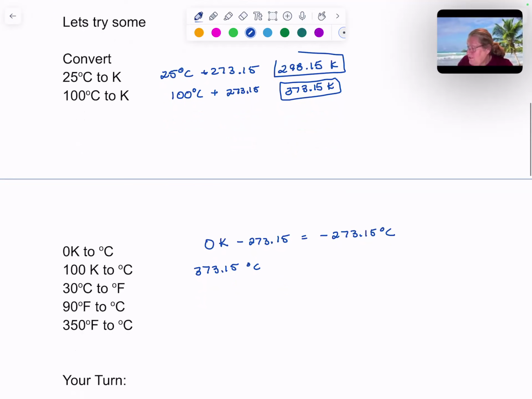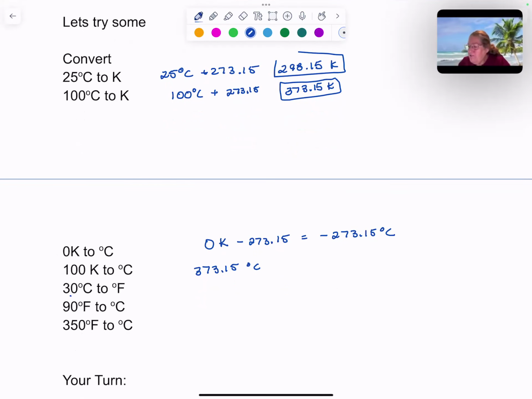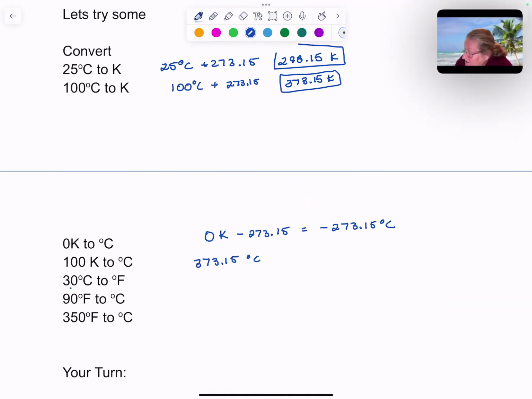30 degrees Celsius to Fahrenheit. Okay, let's remember our conversion factor we gave it to you up here. 1.8 times degrees Celsius. So we take 1.8 times 30, and we're going to add 32 to it. And that's going to give me 86 degrees Fahrenheit.